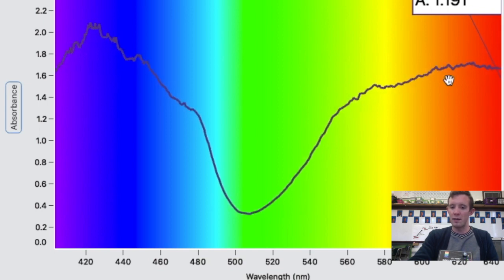They were getting absorbed by our solution, whereas green wavelengths of light are not absorbed. There's a low absorbance for green wavelengths of light, and consequently they were able to transmit through. We were able to see them because they were not absorbed.